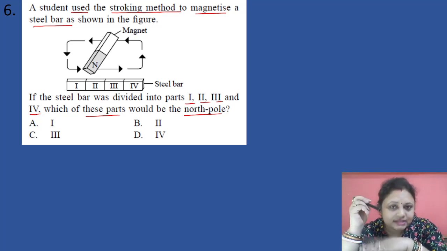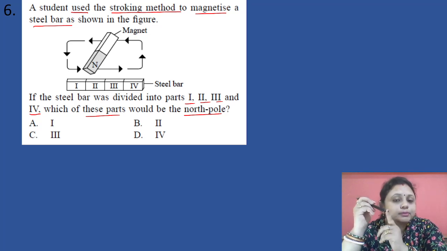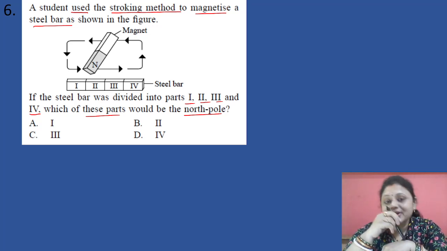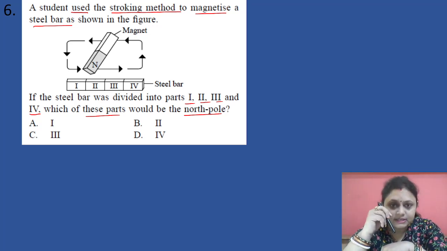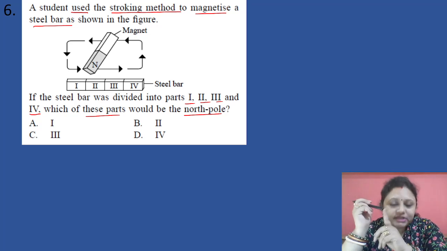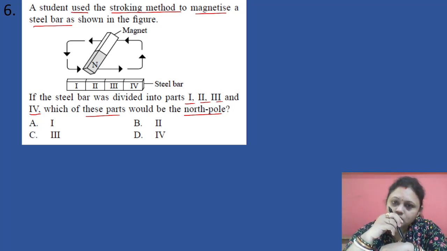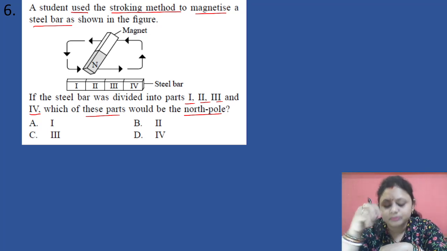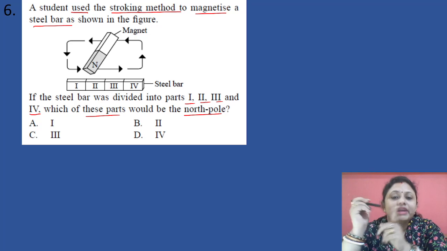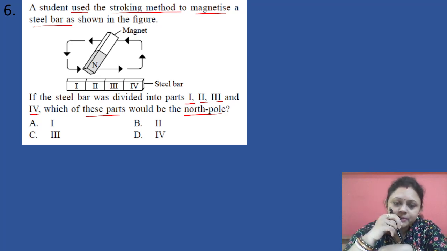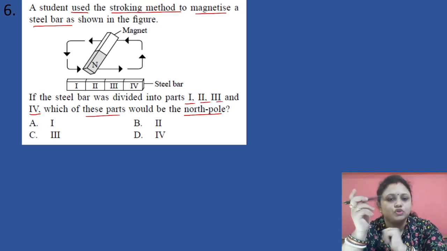And what is the pole present here, right? What is the pole present here? That will be the pole of the first touching point on the steel bar. Got it? Suppose it is the north pole, then the point on the steel bar where it is touching, from where they are starting this process, that will be the north pole. If it is the south pole, then the starting touching point will be the south pole, right?